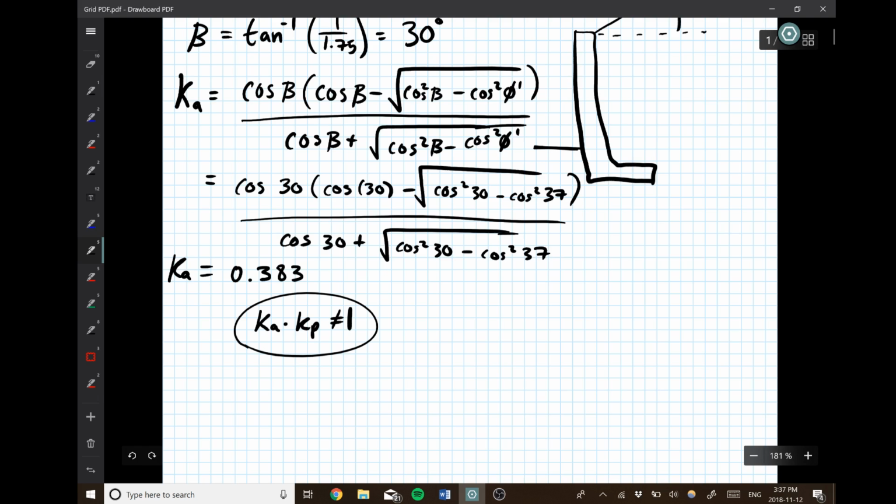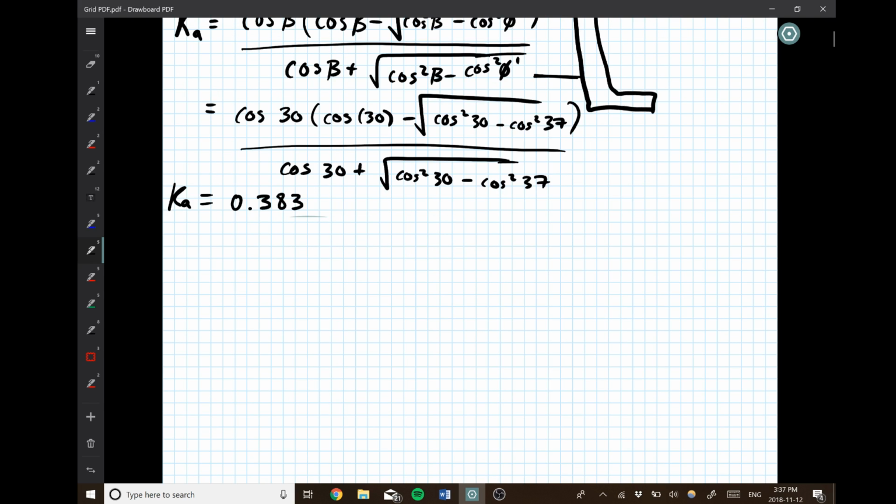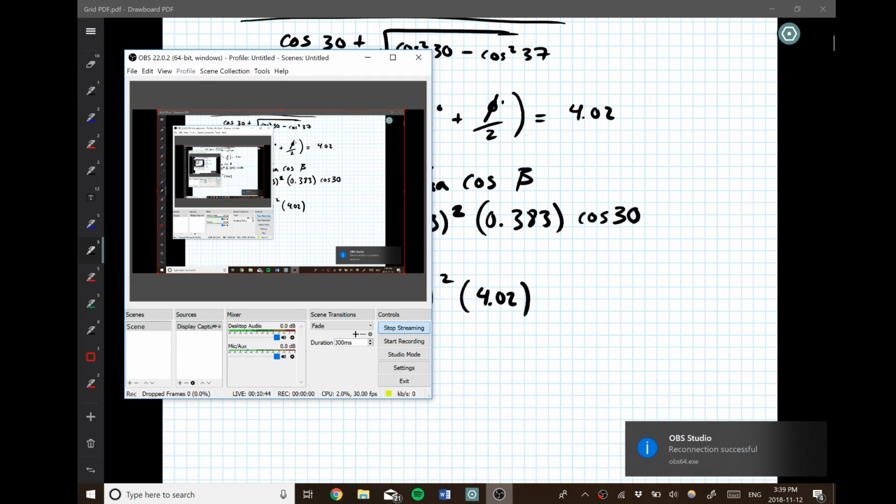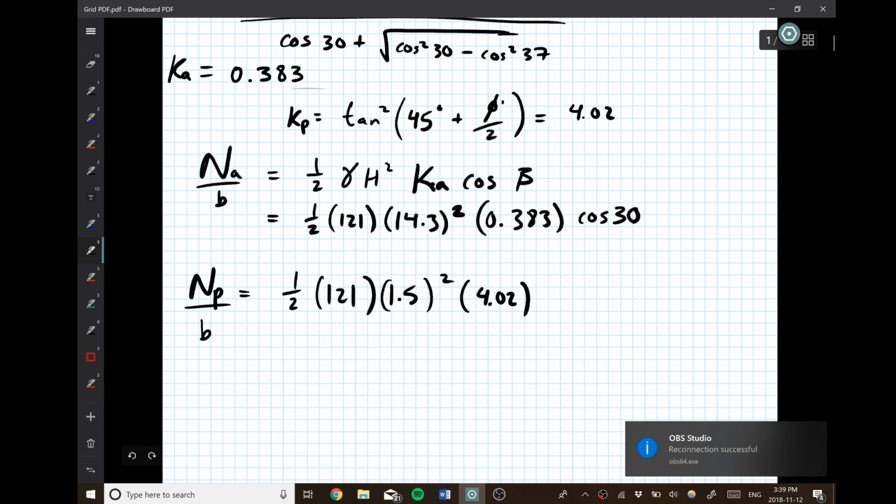So what we're going to do then is, to find Kp, we're going to use the equation in our notes, which says that Kp is equal to tan squared of 45 degrees plus, looks like I had another technical difficulty there. Hopefully you guys didn't miss anything. Times the cos of 30.